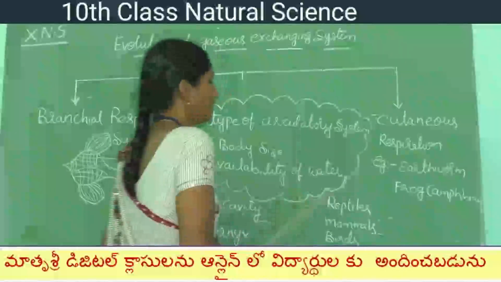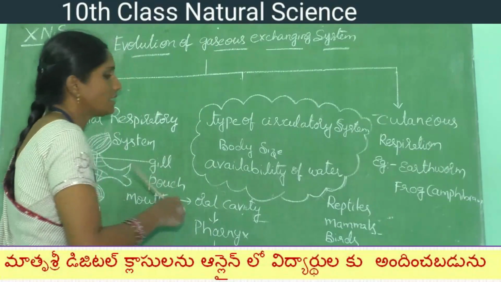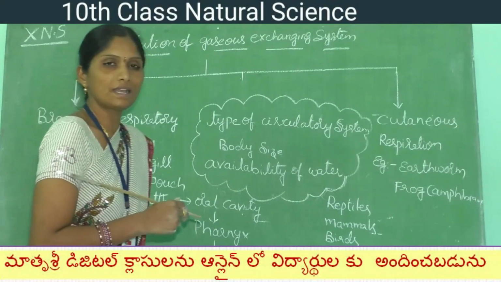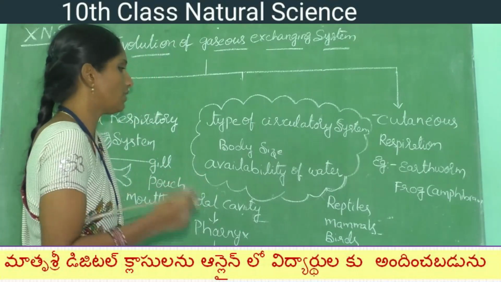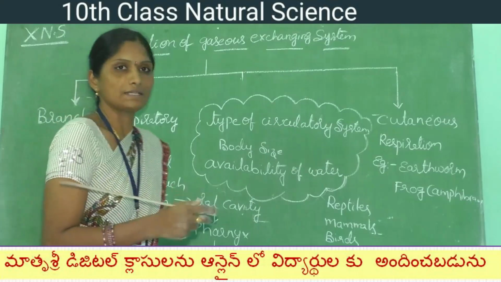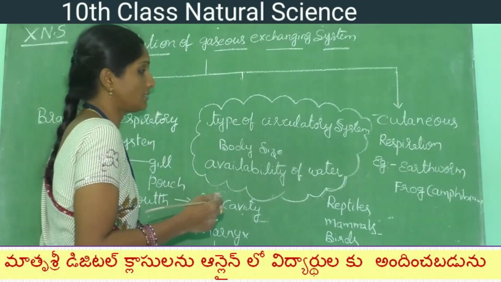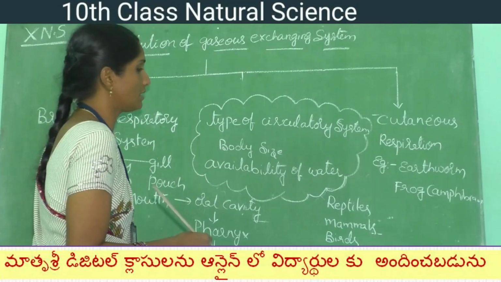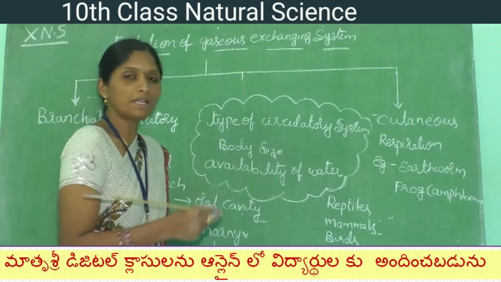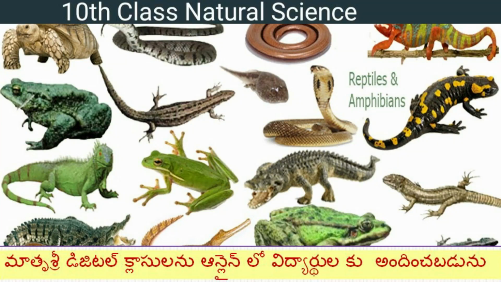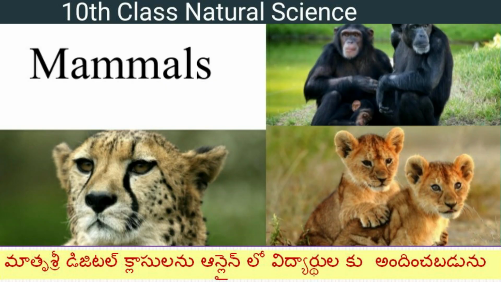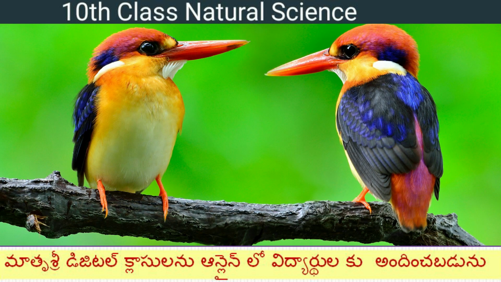And lastly, some terrestrial organisms have developed special organs, that is lungs. That respiration is known as pulmonary respiration. Pulmonary respiration occurs in organisms like reptiles, mammals and birds.